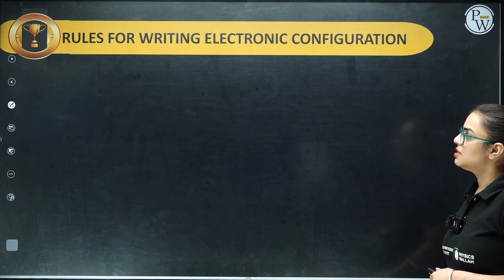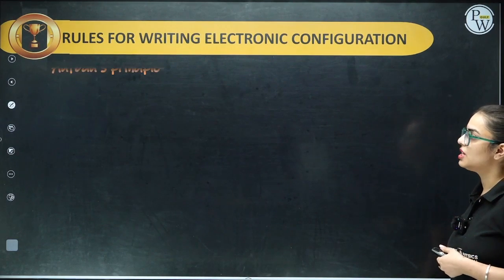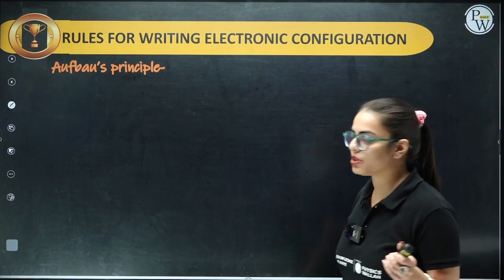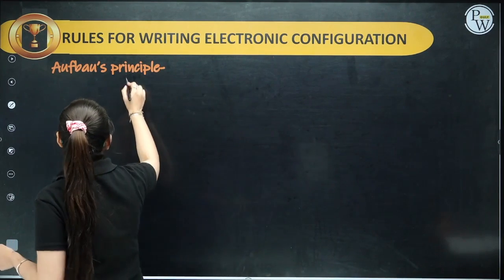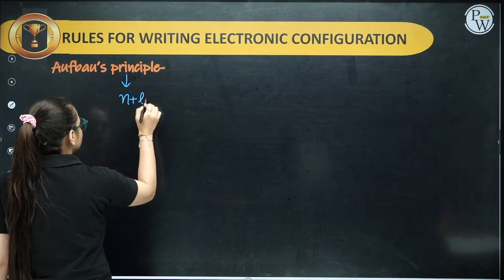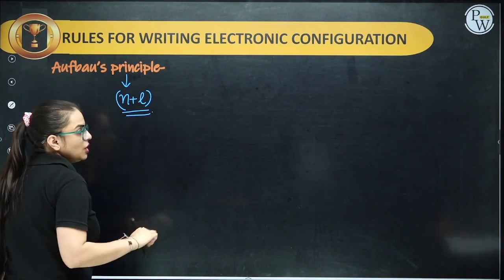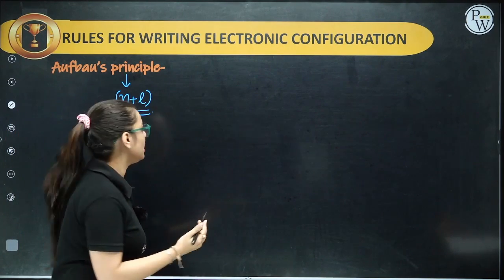Very easy. Now, students, what are the rules for writing electronic configuration? The very first rule is the Aufbau principle, which depends upon the n plus l rule. The more the value of n plus l, the more will be the energy.